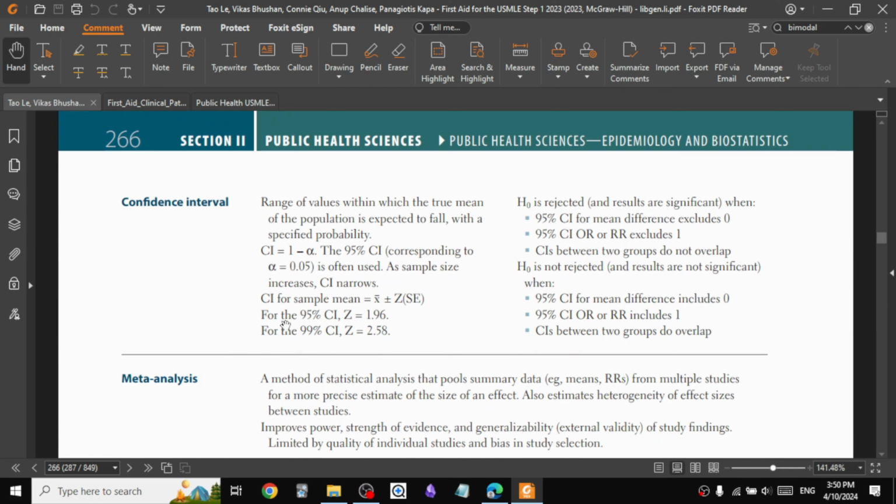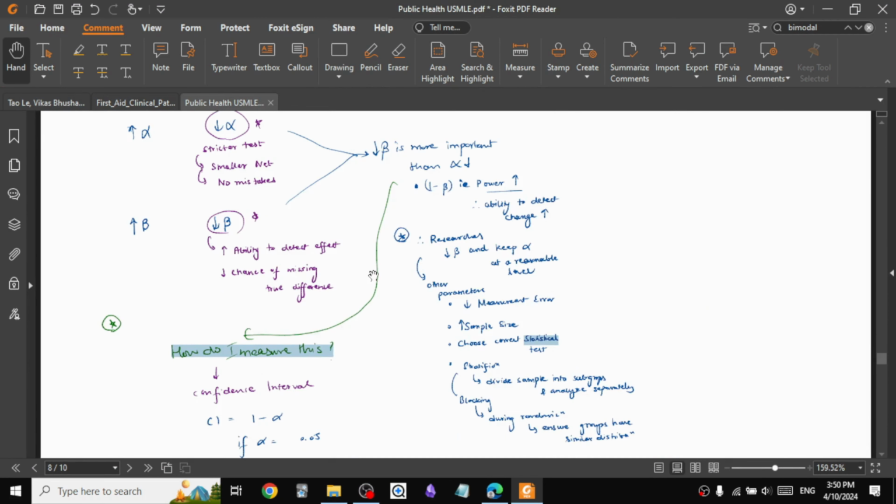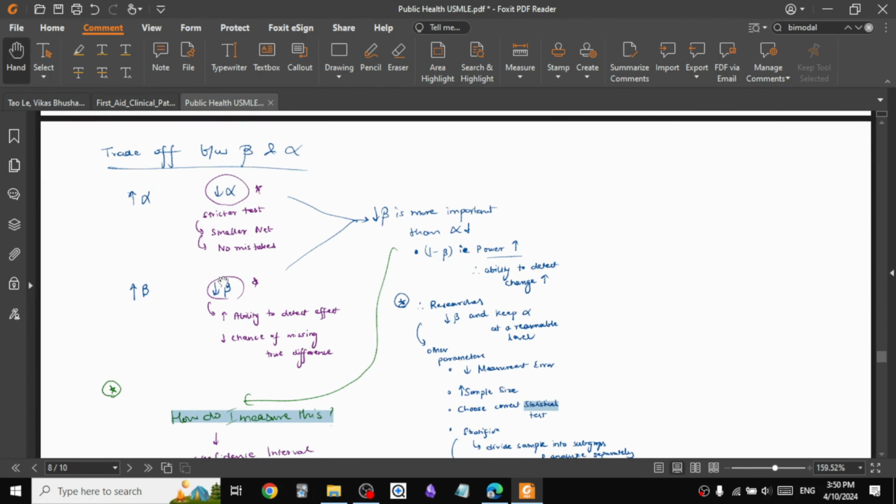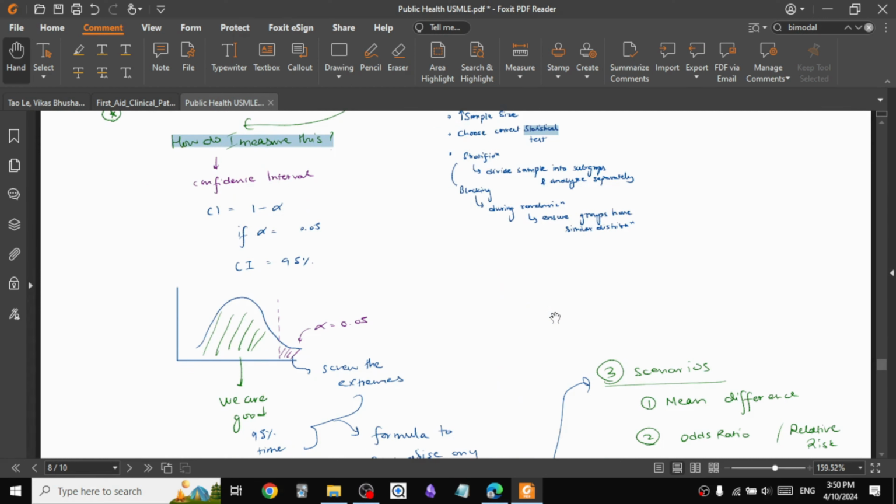Okay, now we come to confidence intervals. So we looked at alpha and beta. We looked at the trade-offs. We understood what everything means. Okay, but there has to be a way to actually, mathematically quantify this. So the problem that arose was, how do I measure this? And that measurement is called the confidence interval. How confident am I in my decision or in my study? Okay, whatever I've done, right?